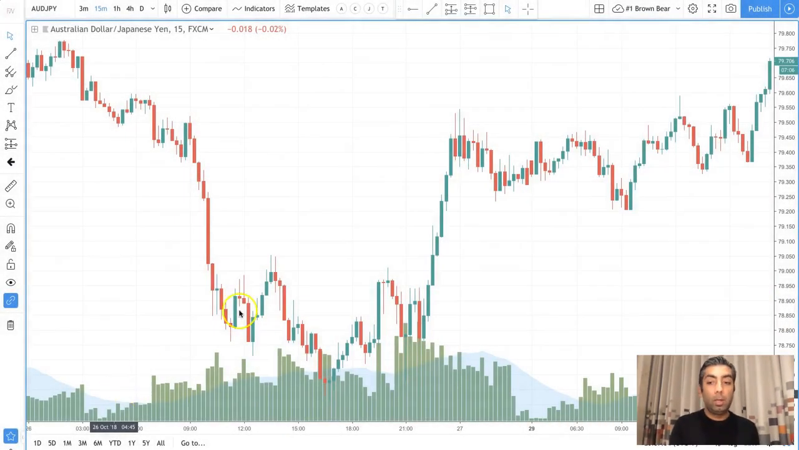Okay, here we are. In this particular example, we're just on Aussie Japanese yen. This is the 15 minutes. Just assume this is your trading time frame, whether you're a 1-hour trader, a 4-hour trader, a daily trader, whatever it may be. Again, it doesn't have to be Forex. It can be futures, options, cryptocurrencies, you name it.